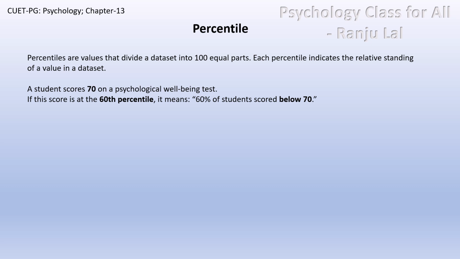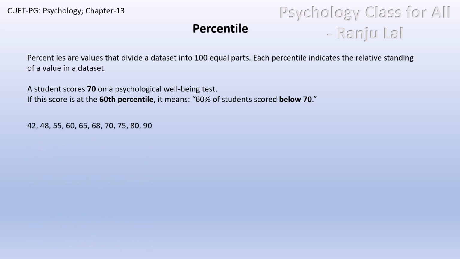For example, you scored in the 80th percentile on a depression inventory. It means your score is higher than 80% of the people who took the test. Let's understand this with another example. A student scores 70 on a psychological well-being test. If this score is at the 60th percentile, it means 60% of students scored below 70.